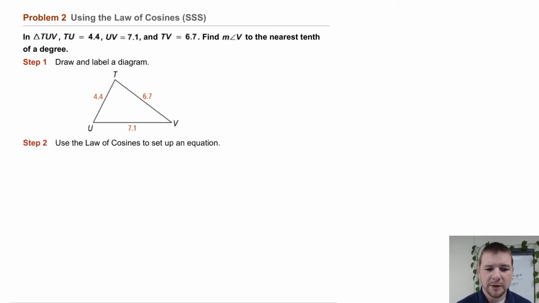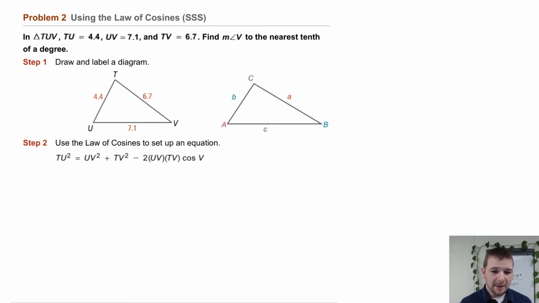Step 2, we'll use the law of cosines to set up an equation. In this case, TU squared equals UV squared plus TV squared minus 2 times UV times TV times the cosine of V. So this already is transitioning to more of an intuitive approach, where rather than labeling each of the side lengths and then the angles as A, B, and C, we're just understanding how these sides relate to each other in the formula.